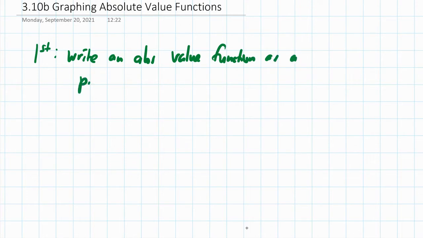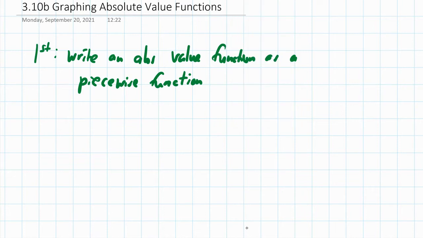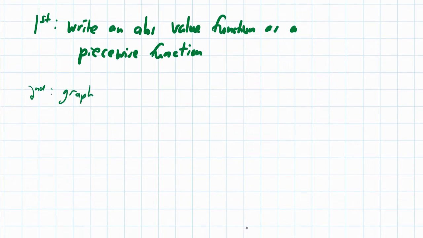So you have to have a good mastery of piecewise functions, and if you have not completed the assignment for piecewise functions, I would pause this and go and complete that, because you're doing things out of order here, and this will not make a lot of sense. Your second goal is to then graph it and to show a visual representation of what an absolute value function means. So we're going to start with a basic example.